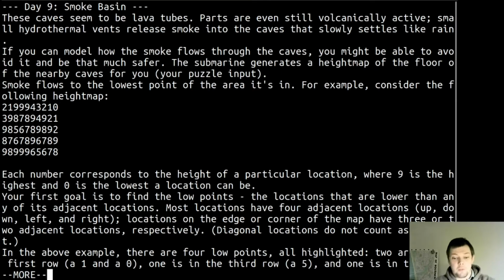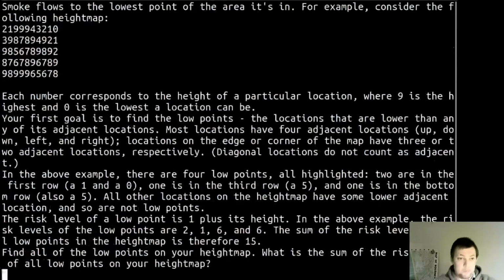In the above example, there are 4 low points, all highlighted. 2 are in the first row, a 1 and a 0. They're not highlighted for me. Never mind. 1 is in the third row, a 5. Yes. And 1 is in the bottom row, also a 5. All other locations on the height map have some lower adjacent location and so are not low points.